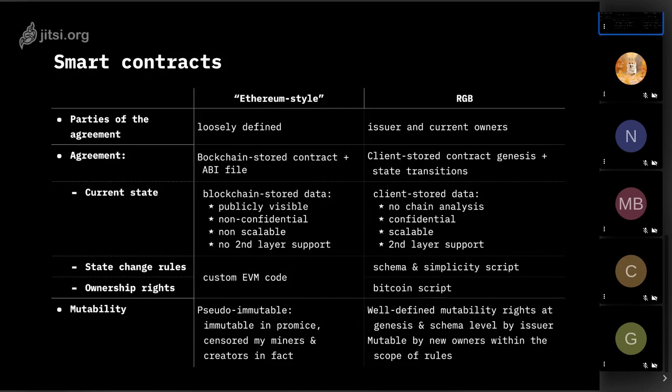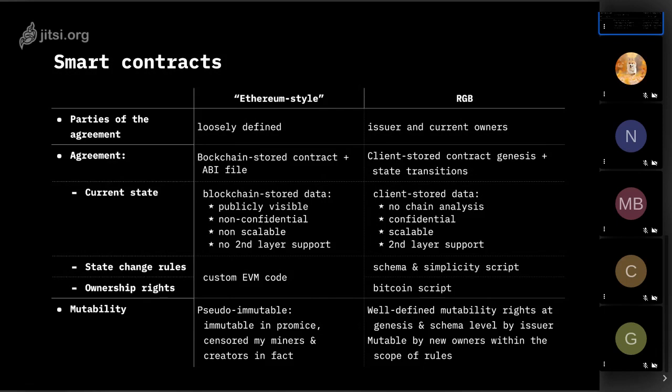They're confidential, scalable, and support second layer. And the state change rules and ownership rights in Ethereum style contracts are both governed by EVM code, while in RGB they're separated. The ownership rights are managed by Bitcoin script and the Bitcoin layer, while the state change rules are managed by schema and simplicity scripts.